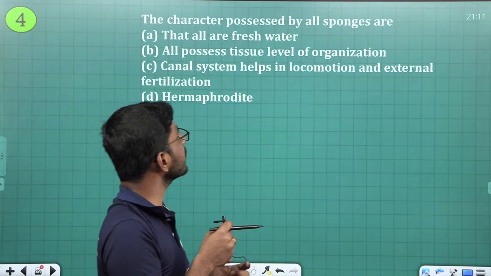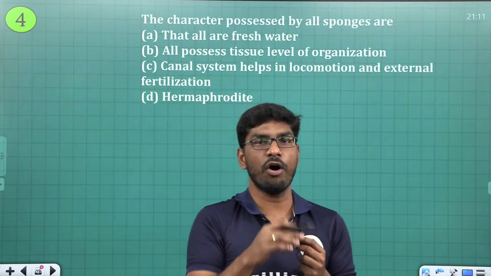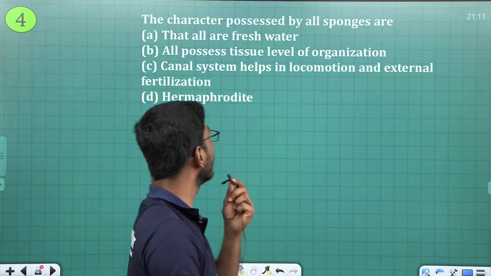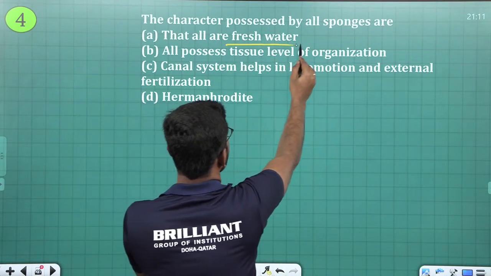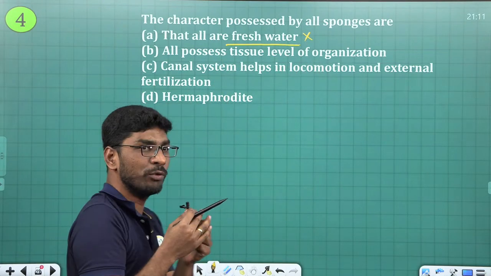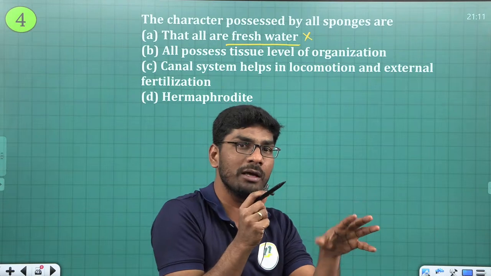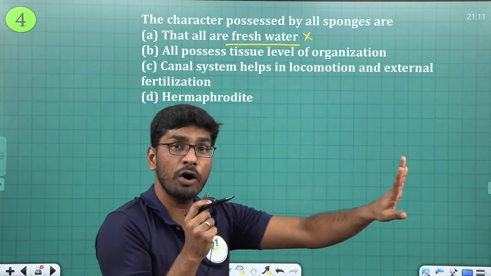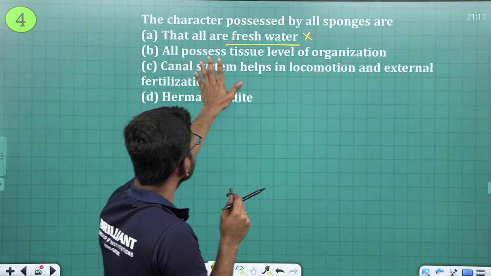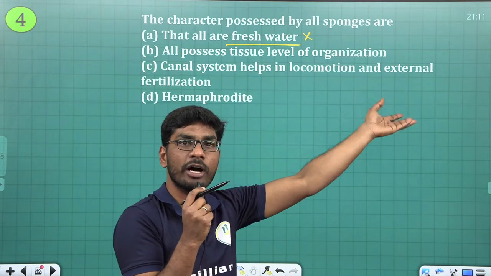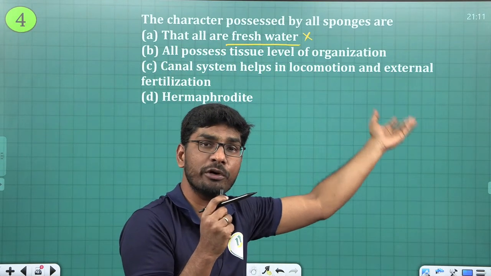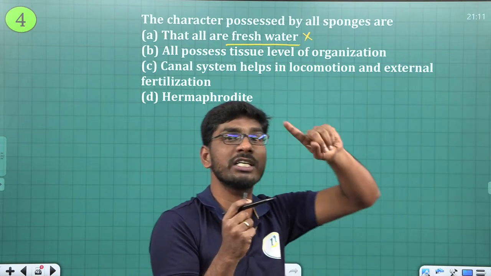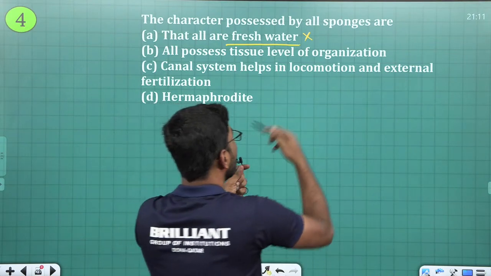Now, what about this question: the characteristic possessed by all sponges. What are the characteristic features possessed by all sponges? Number one, they are all freshwater. No, they are all marine except a few that are freshwater, like Spongilla. Yes or no? This is not a characteristic feature of all sponges. Leave it. All possess tissue level of organization. My God, I told you Porifera exhibit what level? Cellular level of organization, not tissue level. So leave this one.